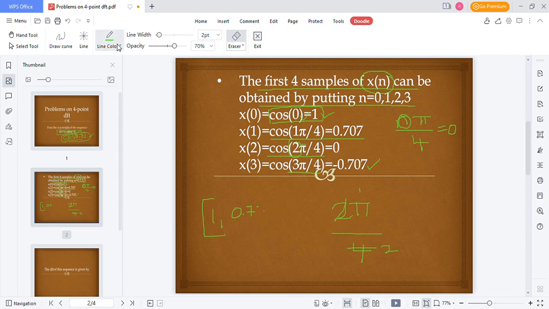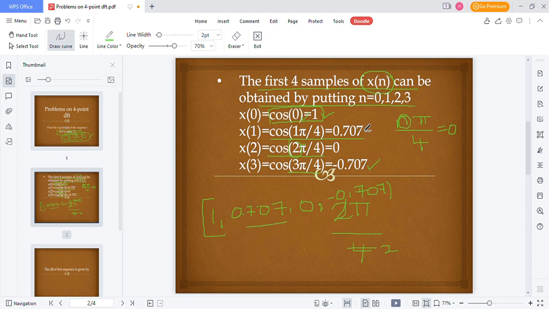Yes. So it is 0.707, and it is 0, and it is minus 0.707, right? Yes. So this is the resultant you are getting.